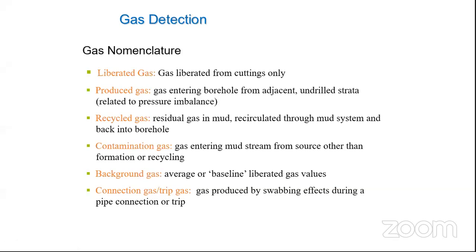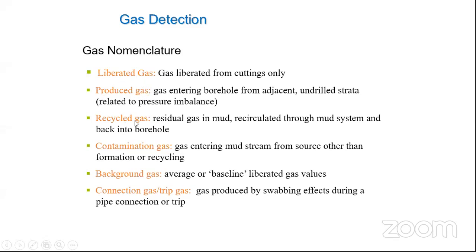The next one is the produced gas. When we start drilling, the neighboring or adjacent formation, still yet to be drilled, can also produce, and that will add to the gas that is coming out. So that is called produced gas. Liberation is by the actual drilling; produced is yet to be drilled, but it is also coming. So these two are already clear.